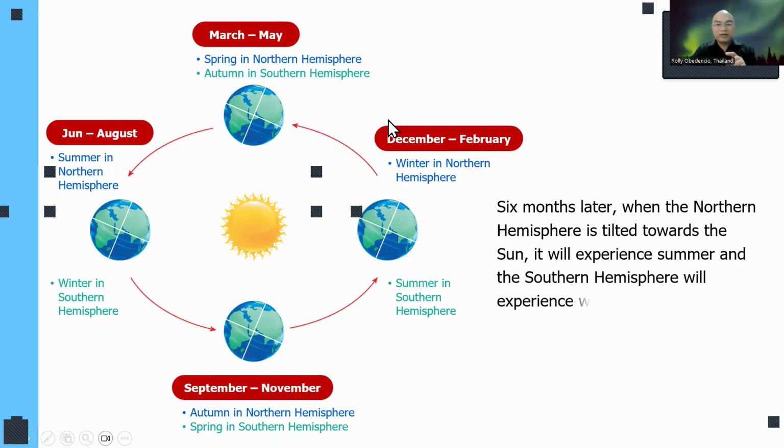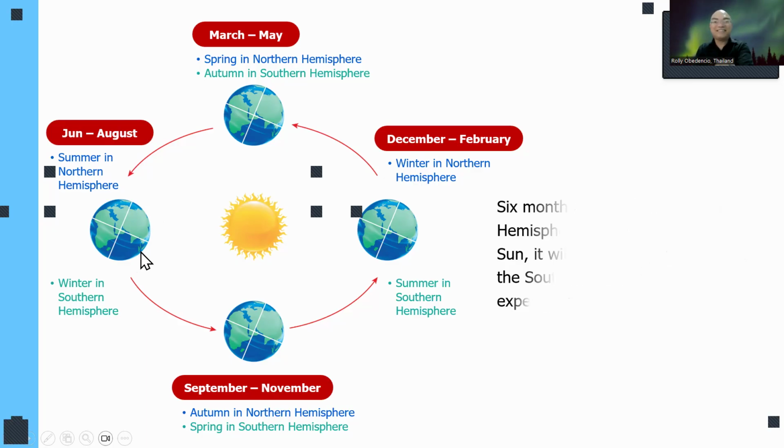Six months later, when the northern hemisphere is tilted towards the sun, it will experience summertime. That is why during June to August, it's summertime, because it's closer to the sun. It's tilted to the sun, that kind of inclination. It will experience summer, and the southern hemisphere will experience winter time because it's far from the sun. Do you understand now? Interesting, right?